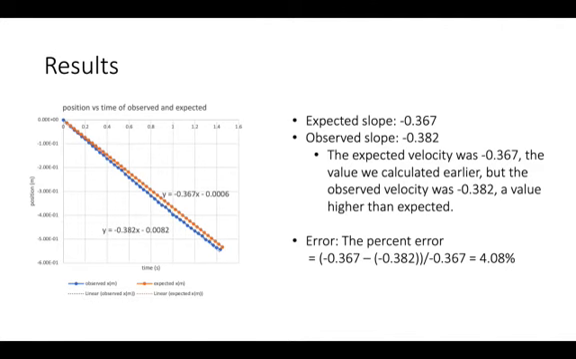Here are our results. The position versus time graphs are shown below with the observed in blue and the expected in orange. The expected slope was negative 0.367 while the observed slope was negative 3.82. The expected velocity was negative 0.367, the value we calculated earlier, but the observed velocity was negative 0.382, a value higher than we expected. The percent error was calculated below, and it is 4.08%.